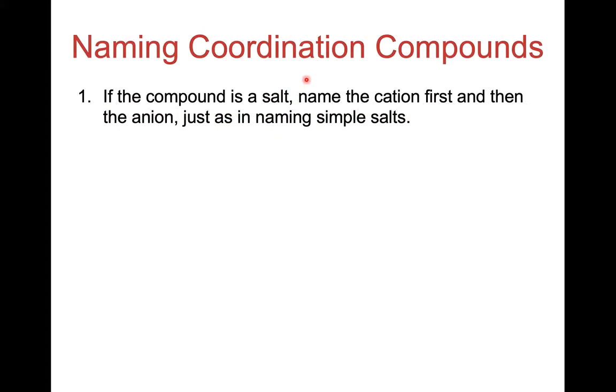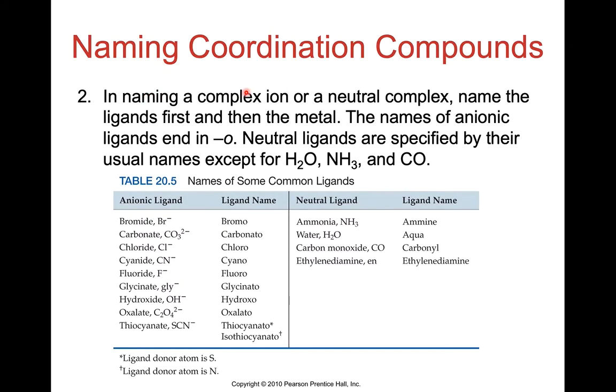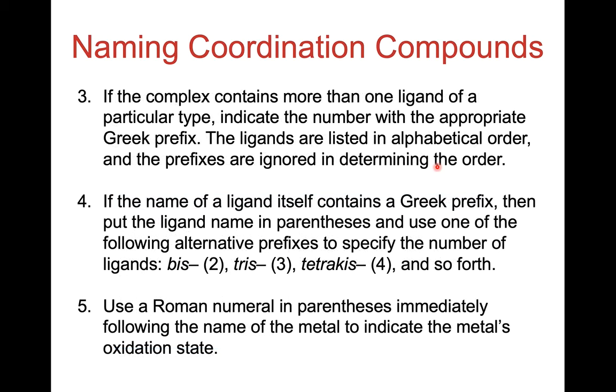Okay, if the compound is a salt, name the cation first and the anion second, just like with simple salts. In naming a complex ion or a neutral complex, name the ligands first. The ligand names always go first. Anionic ligands get an O at the end, so cyanide becomes cyano, chloride becomes chloro. Neutral ligands are specified by their usual names, except for water becomes aqua, NH3 becomes amine, and CO becomes carbonyl. If the complex contains more than one ligand of a particular type, indicate the number with the appropriate Greek prefix, di, tri, and so on.